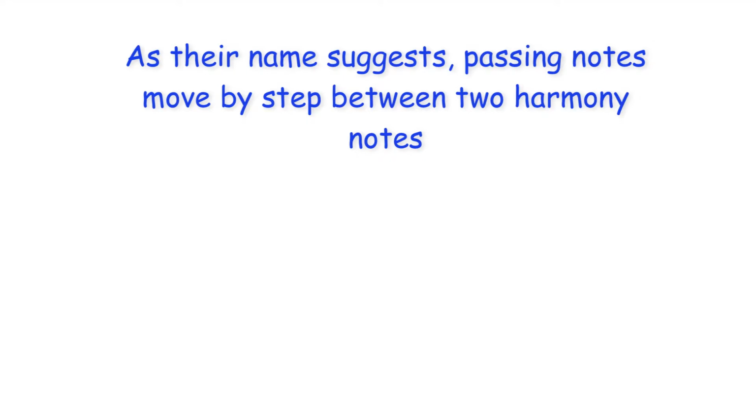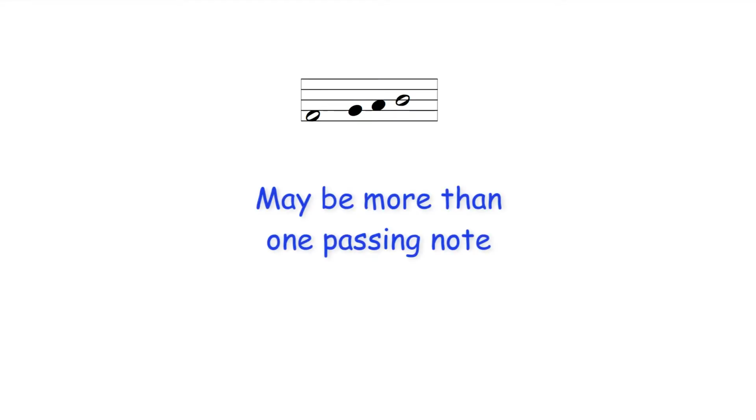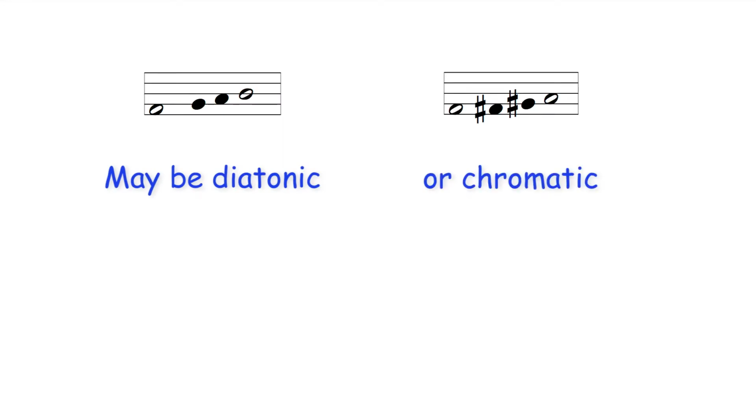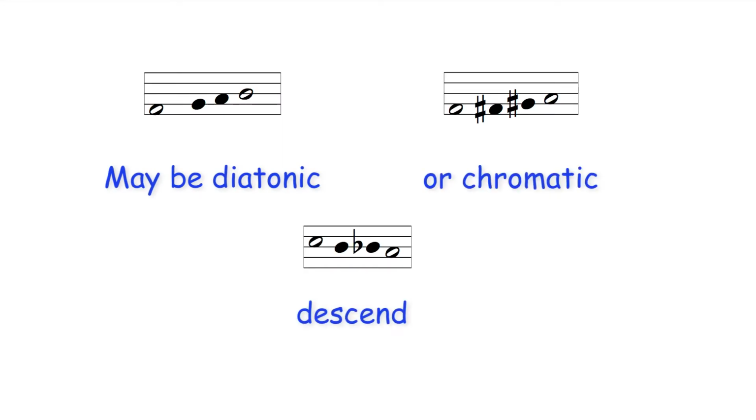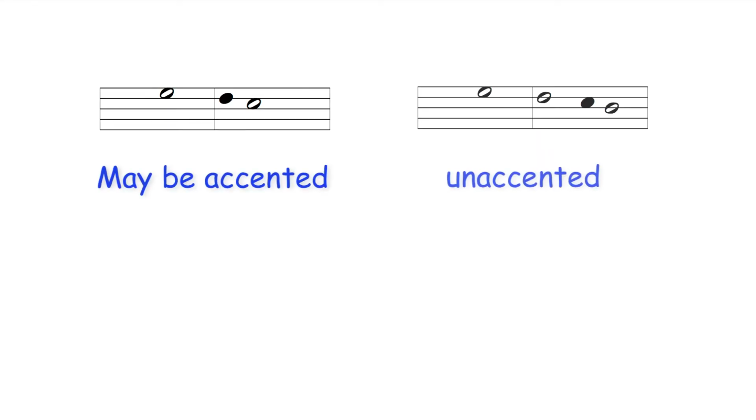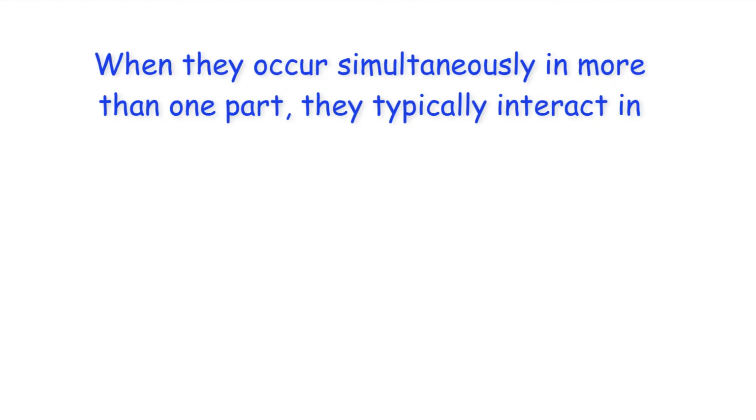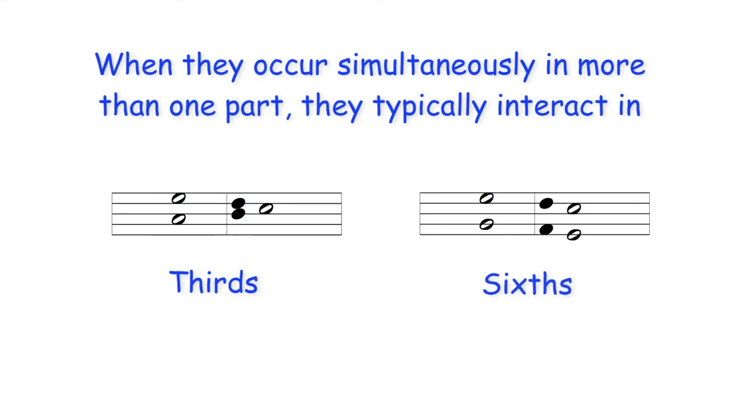As their name suggests, passing notes move by step between two harmony notes. There may be more than one passing note between the harmony notes. They may be diatonic or chromatic and may ascend or descend. They may be accented or unaccented. When they occur simultaneously in more than one part, they typically interact in thirds or sixths.